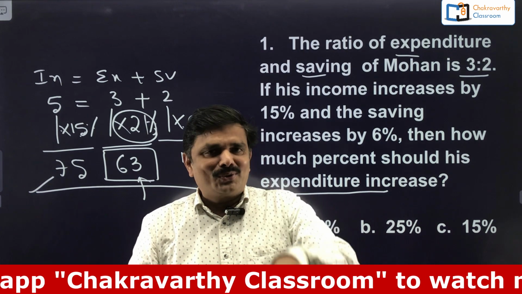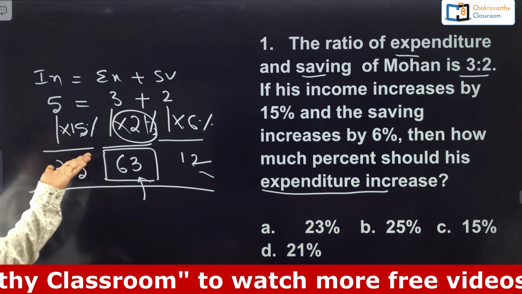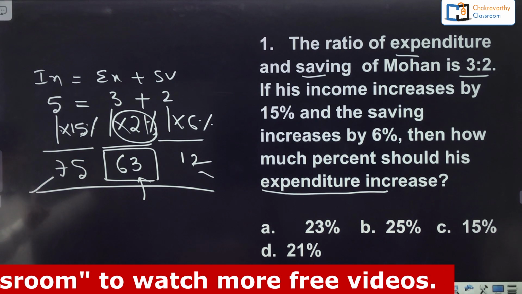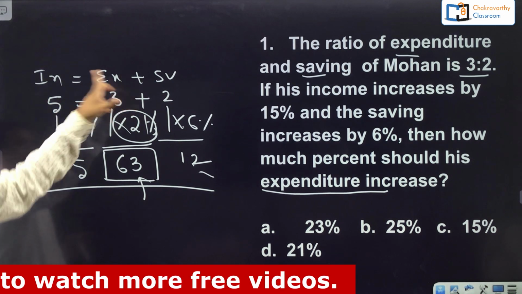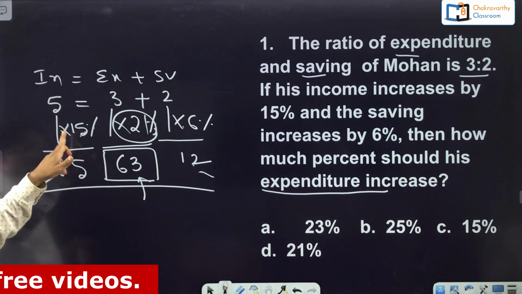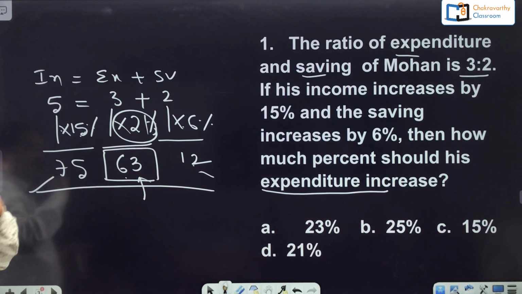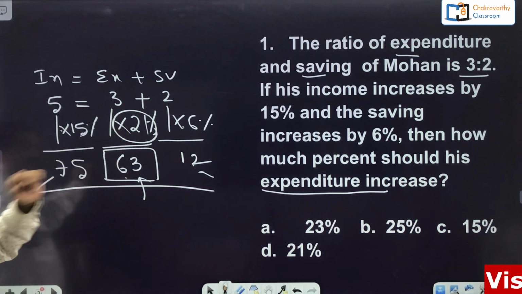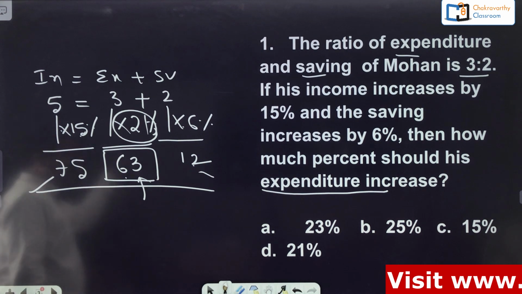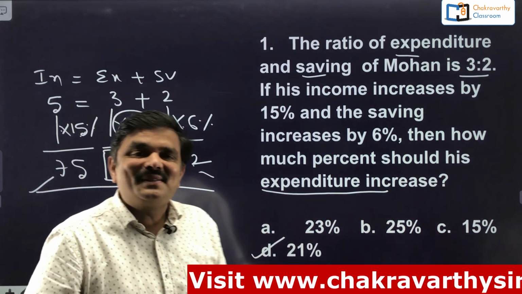Reason behind that one. Okay, so I hope this is clear for all of you. I'll quickly give the recap here. This is the basic formula: income, expenditure and saving. 3:2 they have given, this is 5. 15 increases to 75, 6 increases to 12. Obviously expenditure is 63. 3 into what will give me 63? That is 21. My answer is 21%. As simple as this, right?